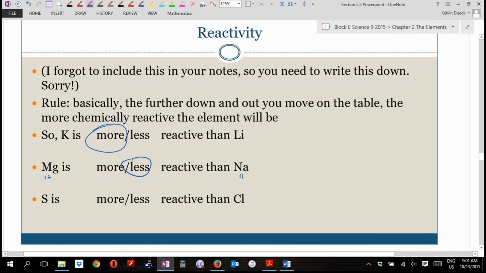What about S, sulfur, which I think is element number 15, 16, something like that. What number is sulfur? 16? And what number is chlorine? 17? Sulfur, is it more or less reactive than chlorine? Less. Okay.